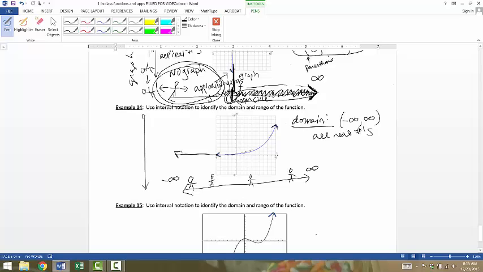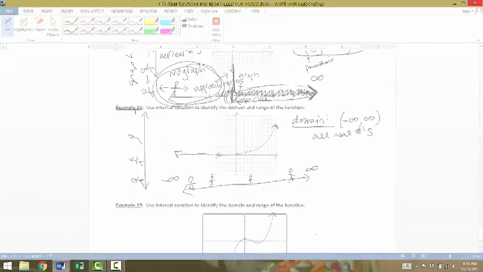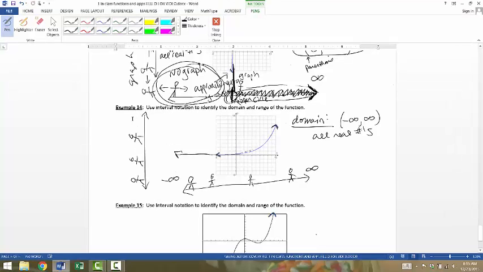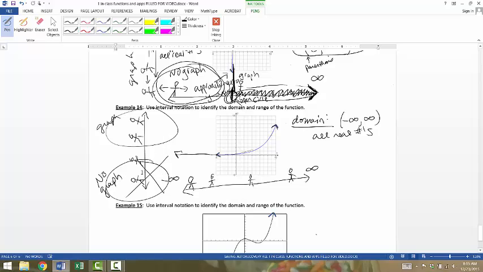Let's do the same for the range. Again, for the range, we're looking for all the y's that the graph produces. Imagine drawing your vertical number line and walking top to bottom. So there's definitely graph up here, right? Up on the top side, above the x-axis. But down here, below the x-axis, there's no graph. These y values are not in the range. There's no graph below the x-axis.